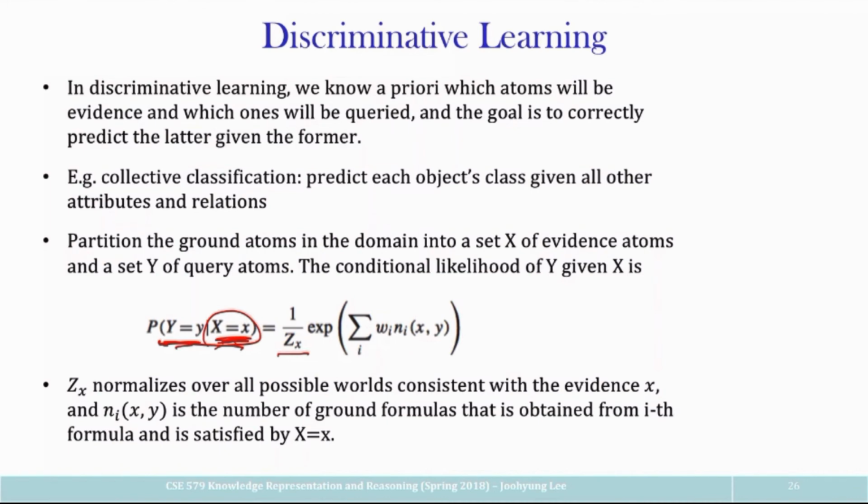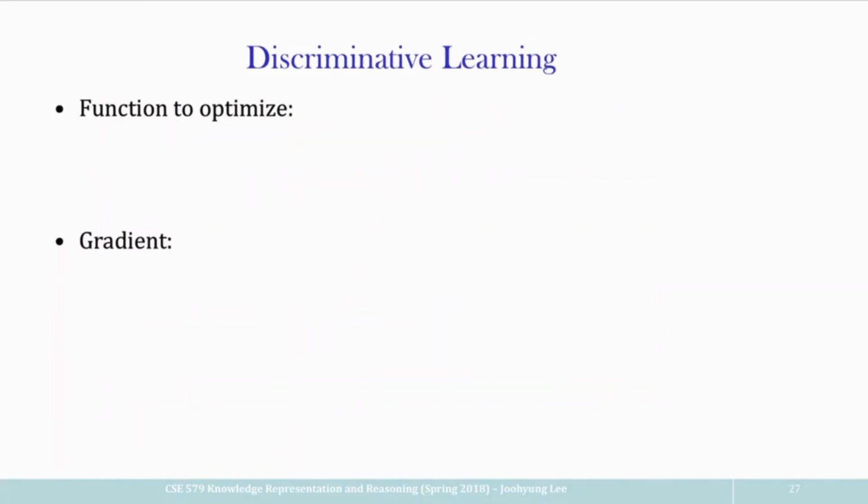That's what this subscript X is saying. In the same way, this NIX in the previous slide is replaced by NIX, comma Y. Here, Y is the query value, the value whose probability we want to compute, and X is the evidence. So NIXY is the number of ground formulas obtained from the ith formula that is consistent with the assignment X equals x. All right. So in discriminative learning, what is the function that we want to optimize? It's the log likelihood of the conditional probability.